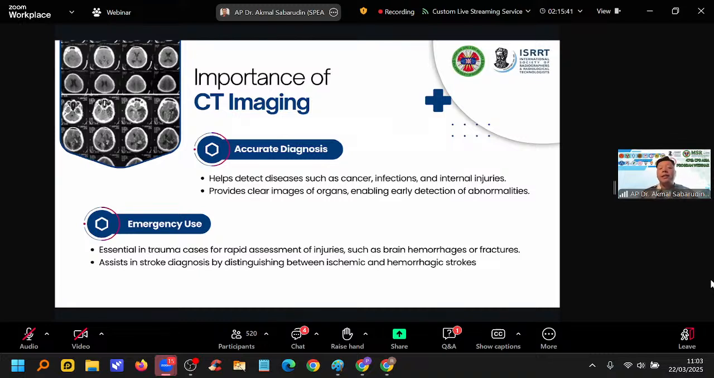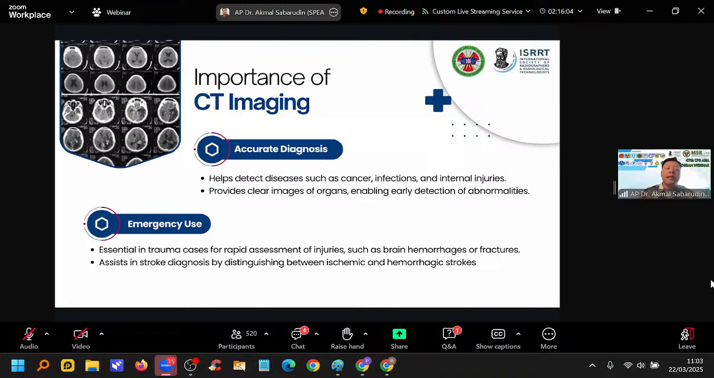Okay, and then next, CT can also be used in emergencies. It is essential in trauma cases for rapid assessment of injuries such as brain hemorrhage and fractures. Okay, so any bony fractures. We can see the details of this for further assessment and further investigation, and to help us do better management for the patient.